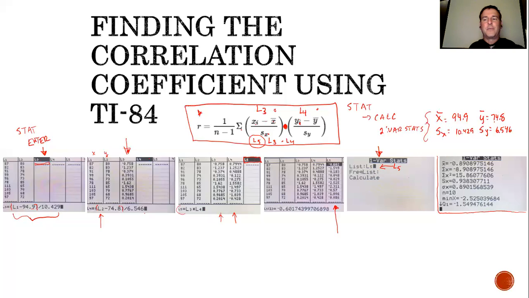And of all those things, what is important? Well, it's the sum of the x's. That's what you're looking at. This is the sum sign. So my r is equal to 1 over n minus 1, and we'll talk about that in a second, times this sum, and the sum is negative 8.908975146. And then of course I have to multiply that by 1 over n minus 1.